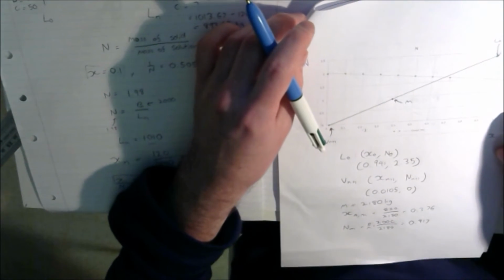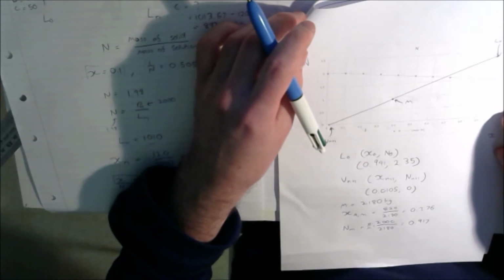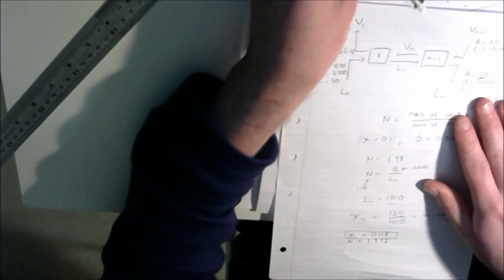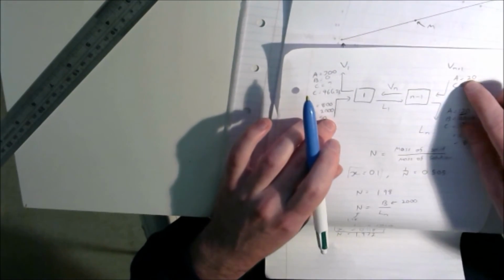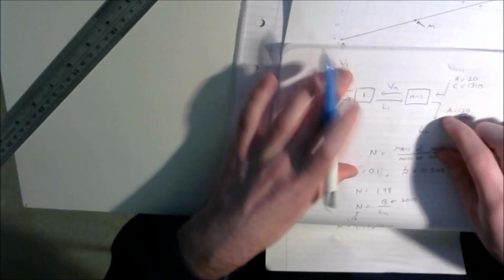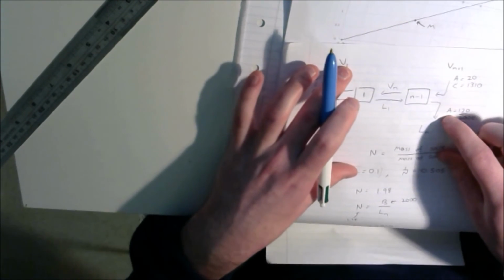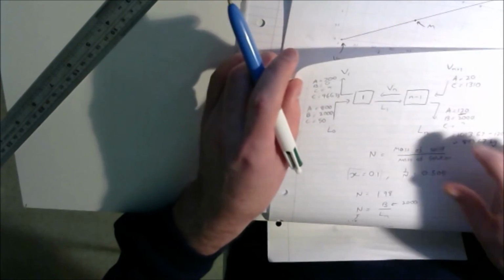Now what do we do from here? The next step is to figure out our Ln point. What we've done so far is plot our two inlet streams. Now let's go and plot our two outlet streams and see the relationship between them. We can start with Ln because we know a little bit about that. We worked with that one earlier. Let me just grab some more paper.